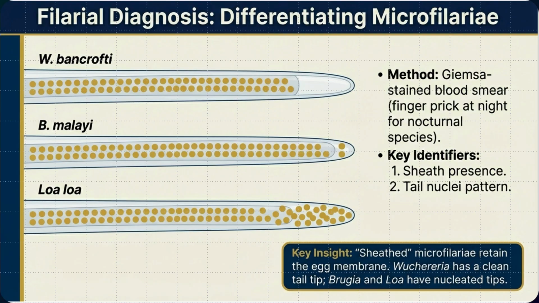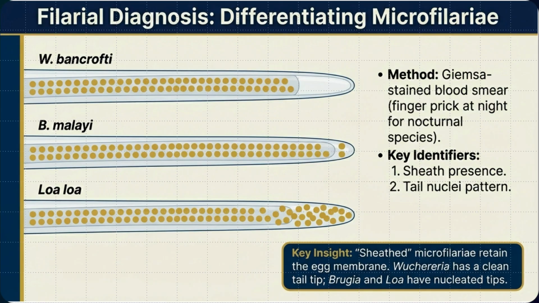Let's run through the big three. First up, Wuchereria bancrofti. It is sheathed, and the tail tip is absolutely clean. The column of nuclei stops well before the end, leaving a clear empty space at the very tip. Clean tail equals Wuchereria. Next is Brugia malayi. Also sheathed. But the tail tip has two distinct nuclei that are separated from the rest of the body column. It literally looks like two little marbles dropped into the very end of the tail. Okay, so clean tip is Wuchereria, two marbles is Brugia, and finally, Loa loa, the African eyeworm.